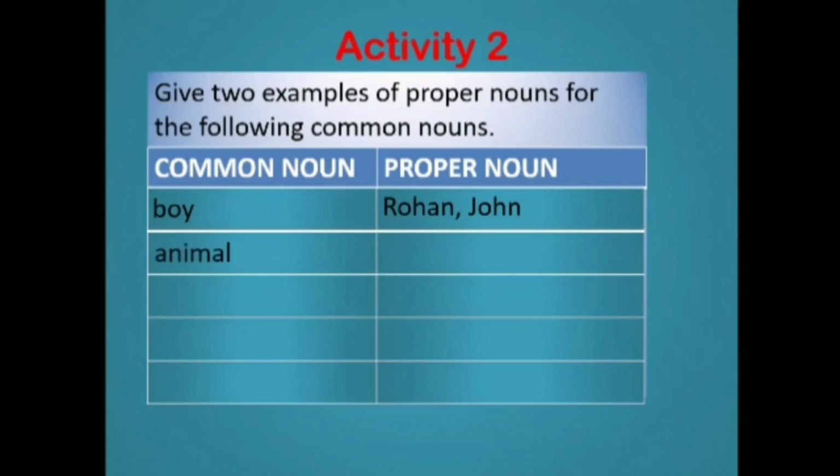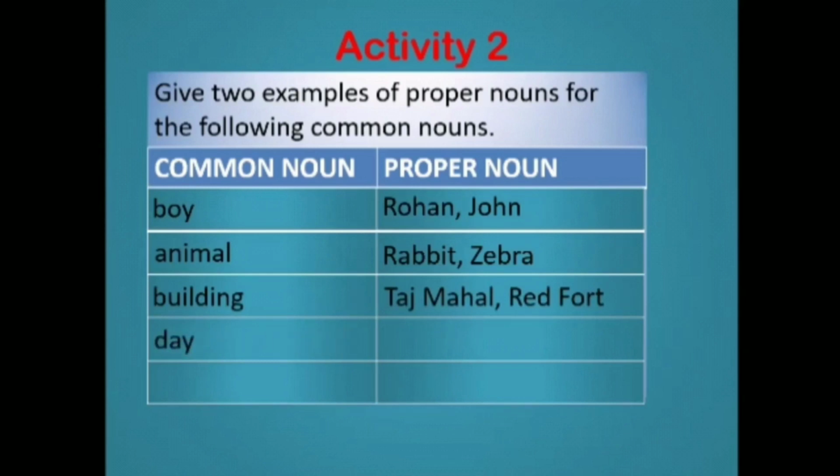See next, it is animal. We have two proper nouns for that also. Rabbit and zebra. Next is building. We have two proper nouns for building also. Taj Mahal and Red Fort. Next is day. There are two proper nouns for day. Sunday and Friday. Next is continent. We have two proper nouns for that too. Asia and Europe.